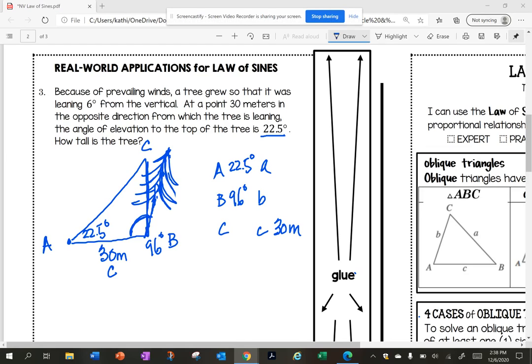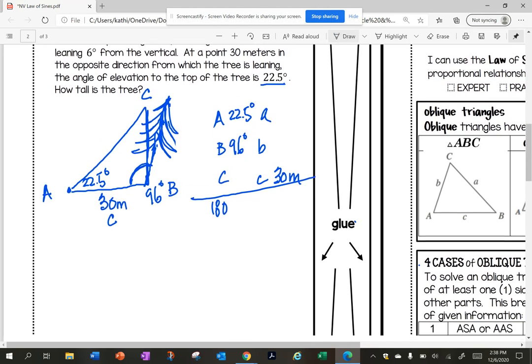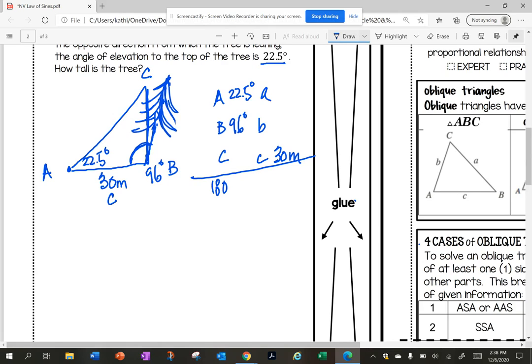Okay, the first thing I'm noticing is that I do not have a side angle pair. But what I do know is I have 2 of my 3 angles, so I can solve for my third angle, C, and then I will have a side angle pair. So the first thing I'm going to do is solve for angle C. So I know angle C is 180 minus 22.5 minus 96. So angle C is 61.5 degrees.